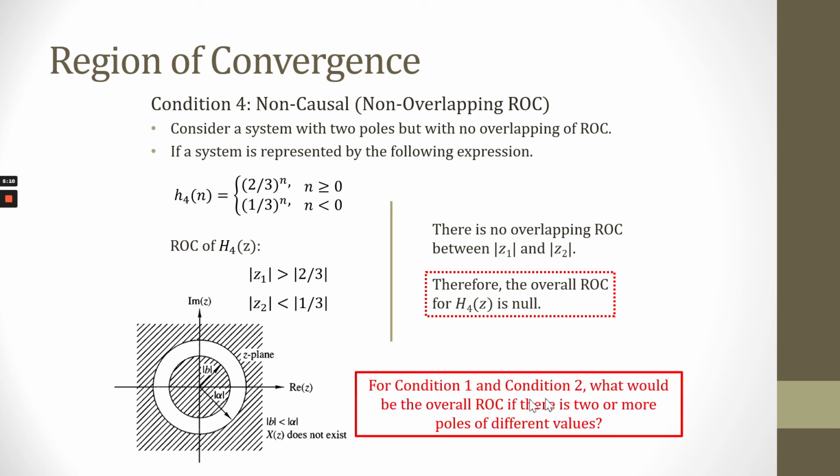So you can study this one. For condition 1 and condition 2, what would be the overall ROC if there are two or more poles of different values?